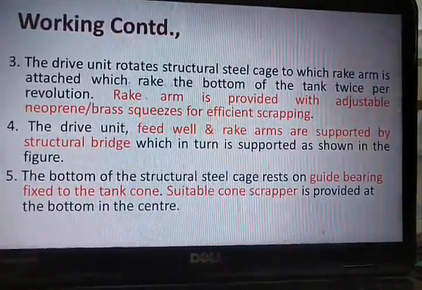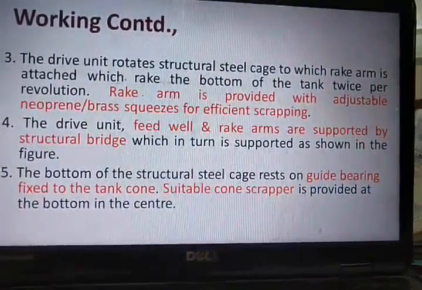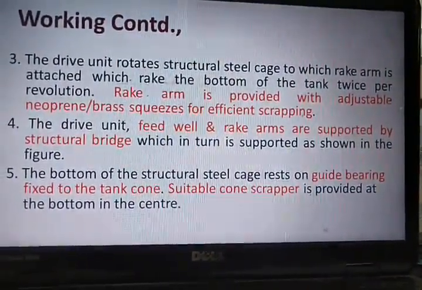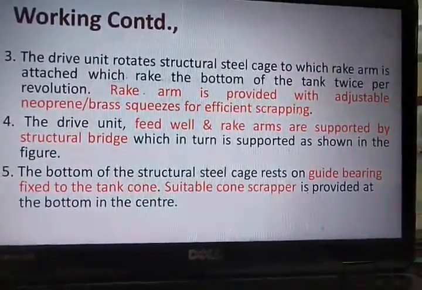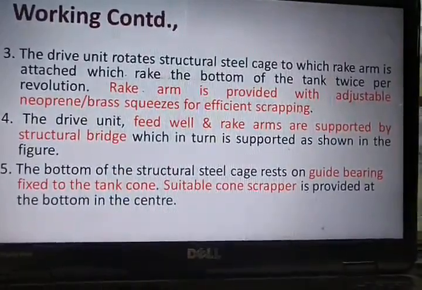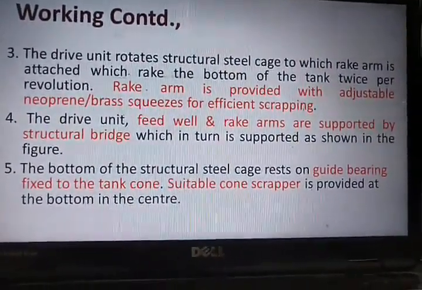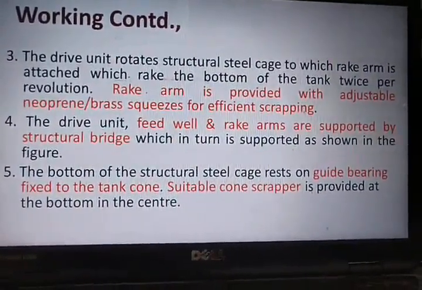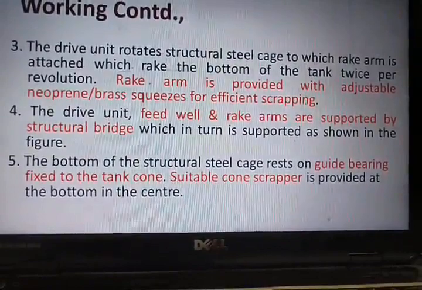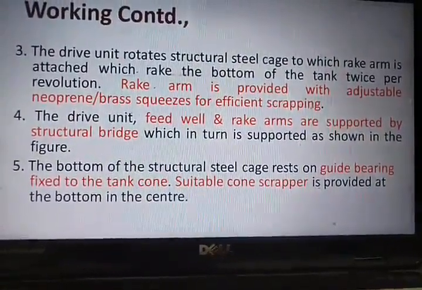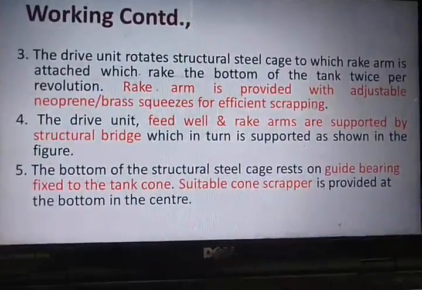Raker arm is provided with adjustable neoprene or brass squeezes at the bottom for efficient scraping. The drive unit, feed well and rake arms are supported by the structural bridge, that is the superstructure, which is in turn supported, as shown in the figure. Okay, I'll show you a small video clip so that you will understand clearly about the rotating mechanism and other related accessories of the clariflocculator.